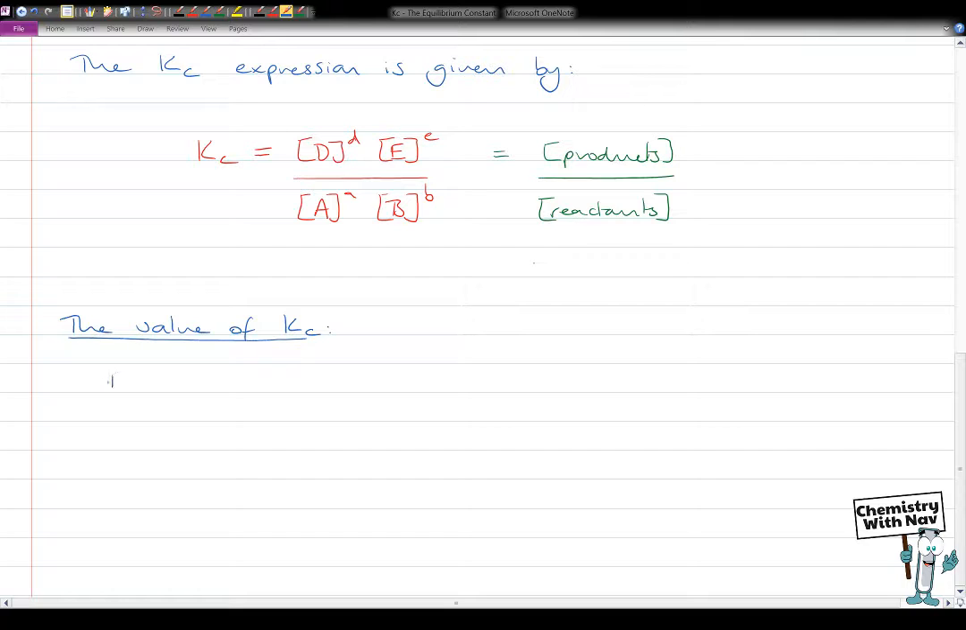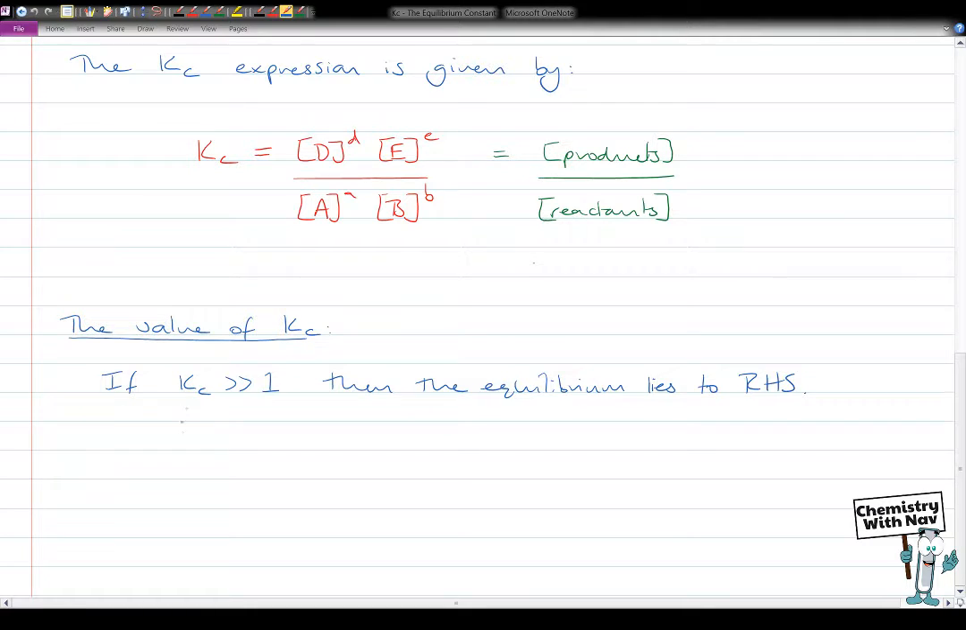Well, if Kc is much greater than 1, then the equilibrium lies to the right hand side. Let's look at the expression above. If Kc is much greater than 1, that means that the numerical value for the concentration of the products must be much greater than the numerical value for the concentration of the reactants. And if that's true, then we are getting a lot of products, so we have a high yield of product, which means our equilibrium lies to the right hand side. It means that we are getting what we want.